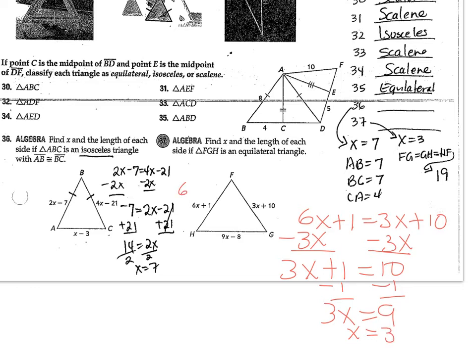So it's 6 times 3 is 18, plus 1, it's 19. And when you put that into each one of the sides, they're all congruent. So the three of them are 19. Questions about this homework of last week? Okay, so now let's move on to section 4.2.